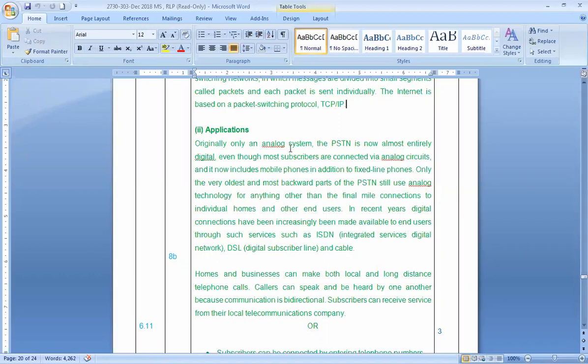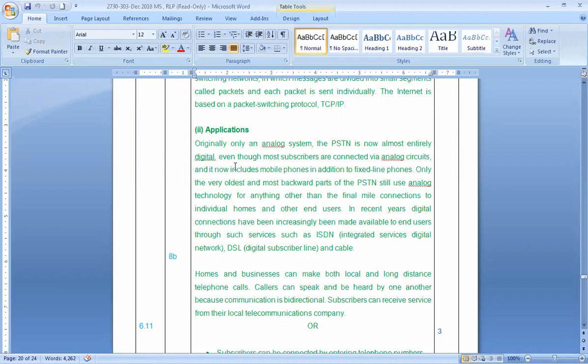Originally only an analog system, the PSTN is now almost entirely digital. Previously, as you know, we were relying on only analog types of systems. One good thing about these analog systems was that you were able to track information at each point of time. But in digital, you don't have that luxury; you have information at discrete times, and at intermediate times you cannot track it. Unlike analog, which is continuous with respect to time.